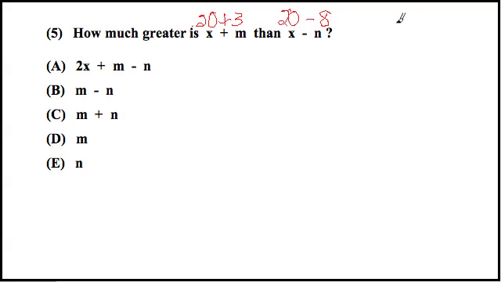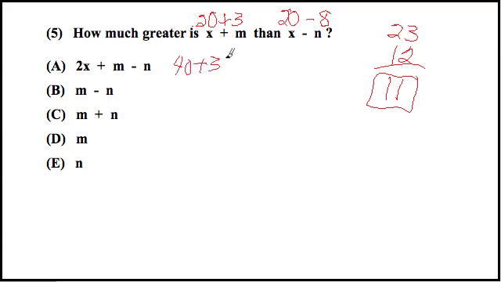So what's the answer to the arithmetic problem? How much greater is 23 than 12? So our answer and our target is 11. Now let's check the answer choices. 2 times x is 40 plus 3 minus 8. Well, that's too high. M minus n, so 3 minus 8. Okay, so that doesn't work. M plus n. Well, m plus n is 3 plus 8, so that's our answer.